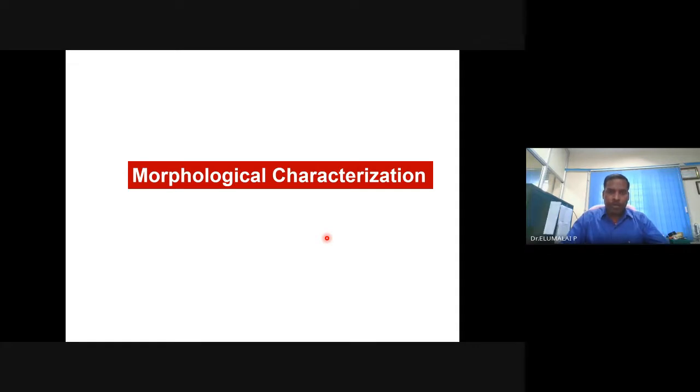I already told you that IR and Raman spectroscopy are complementary to each other. The information that you are not going to get from IR spectroscopy can be obtained from Raman spectroscopy and vice versa. That's why they are complementary to each other.